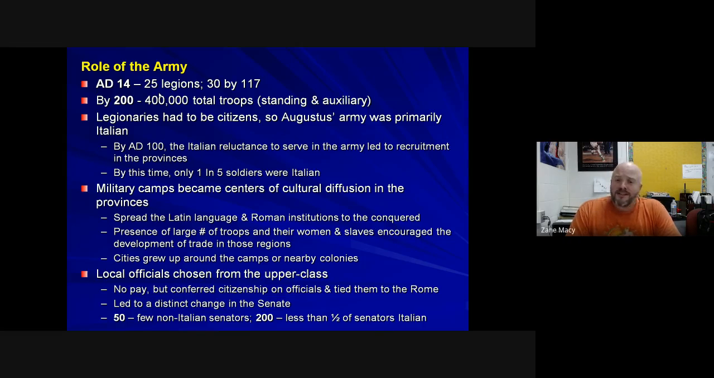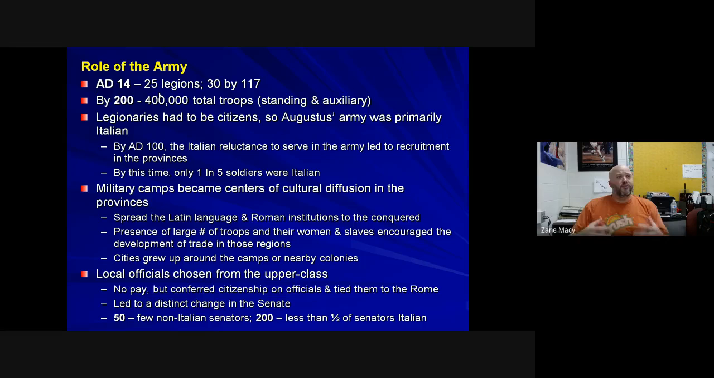Legionnaires during the time of Augustus had to be citizens. So during Augustus's time, the army was primarily from the Italian peninsula. By the time you get to the year 100, again, addressing this issue of the army being spread too thin, you had to bump up recruitment. Italians also, you have to take into consideration the Italian peninsula here, the borders way out here in the Far East, in Western Europe and Northern Europe. Rome itself didn't seem to be under any direct threat.